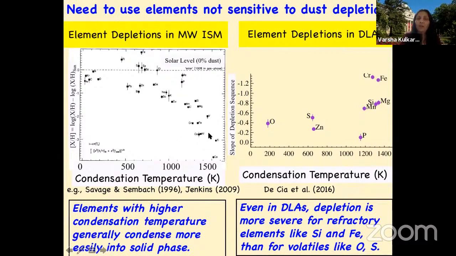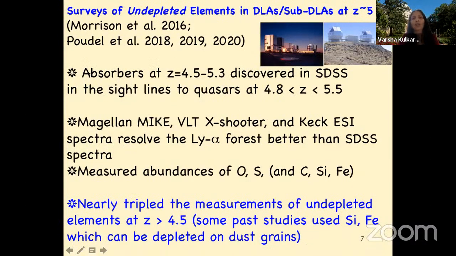And of course, this is an example of cool gas, but even in warm gas, you can have substantial depletions. So one has to choose elements like oxygen, for example, or sulfur, or elements that don't deplete too much on dust grains. And so that's what we've been doing, targeting these undepleted elements at redshift around 5 and a little bit beyond 5. These surveys were done with Magellan MIKE, VLT X-shooter, and also we used some archival Keck ESI data. And the quasars are up to redshifts of 5.5, with absorbers in that range.